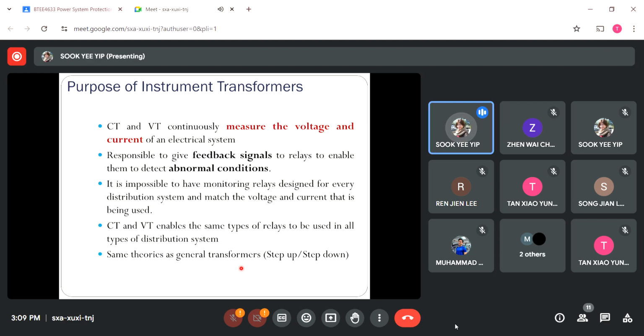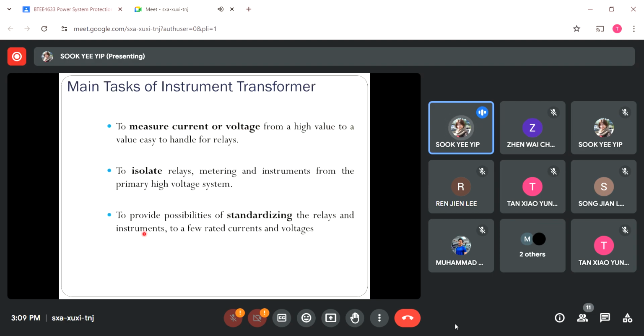The one near the generating plant, we step up its voltage value. The one near the users will step down the voltage value instead. So the instrument transformers carry the same working principle, just that they are the step down current transformer and step down voltage transformer. Okay, so now let's move on to the next slide.